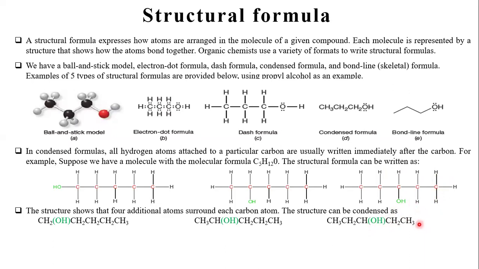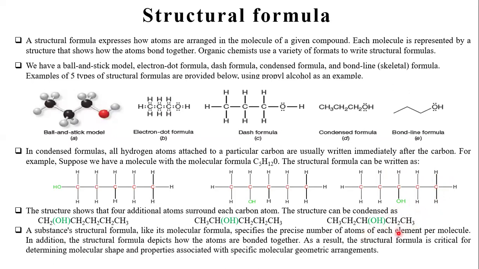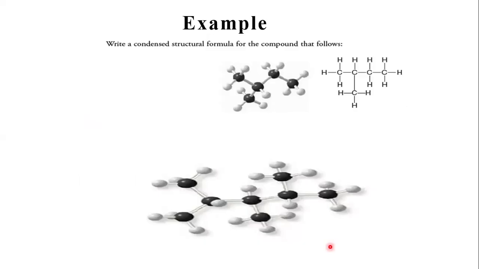A substance's structural formula, like its molecular formula, specifies the precise number of atoms of each element per molecule. In addition, the structural formula depicts how the atoms are bonded together. As a result, the structural formula is critical for determining molecular shape and properties associated with specific molecular geometric arrangements. So we have an example here.